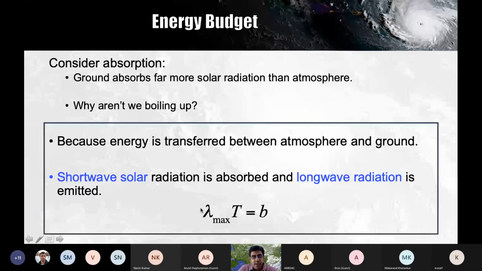So whatever comes in is short wave. But once the solar radiation comes to the earth, the temperature of the earth is around 30-35 degrees. So to have the same constant, this lambda max should be large. Temperature reduces, lambda increases. That's why it is long wave radiation. Whatever comes from the sun is short wave. Whatever is emitted by the ground is long wave. So the reason we are not boiling is because whatever is received from the sun is converted into long wave and sent back into the atmosphere.